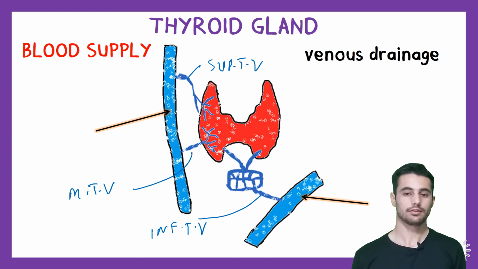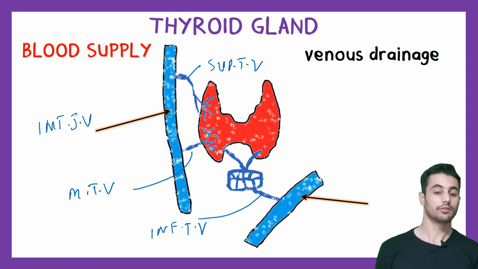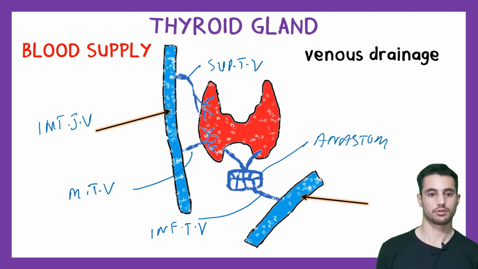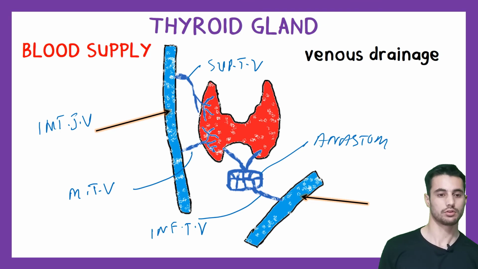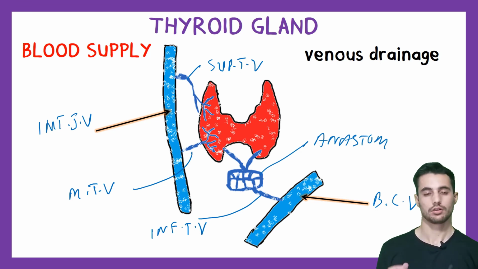The middle and the superior thyroid veins drain into the internal jugular vein and eventually into the inferior vena cava. But the inferior thyroid veins from both sides form an anastomosis, and this anastomosis is connected with the brachiocephalic vein. This is all about the anatomy of the thyroid gland.